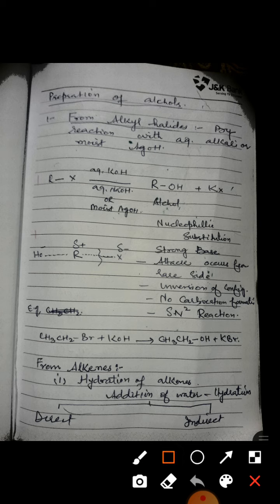Here is the example. This is alkyl halide and this is aqueous alkali, and here we get the alcohol. This is our alcohol. So the second method of preparation is from alkenes. Number first of this category is hydration of alkenes. That is, addition of water is called hydration, as we all know. It takes place in two ways: direct and indirect.